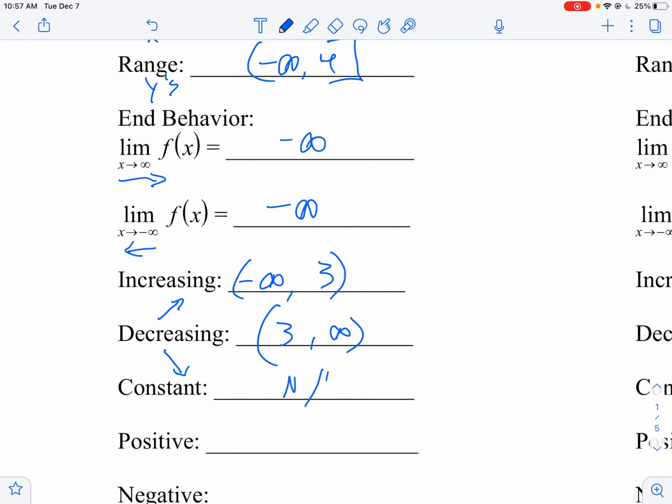This function does not have a constant interval at all, so we put NA or none.